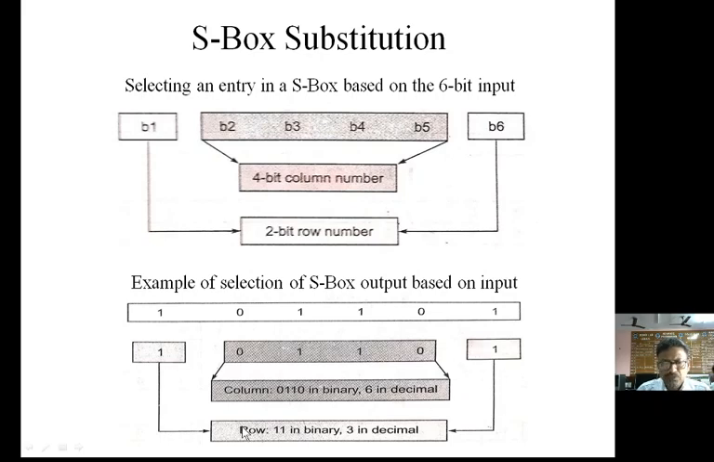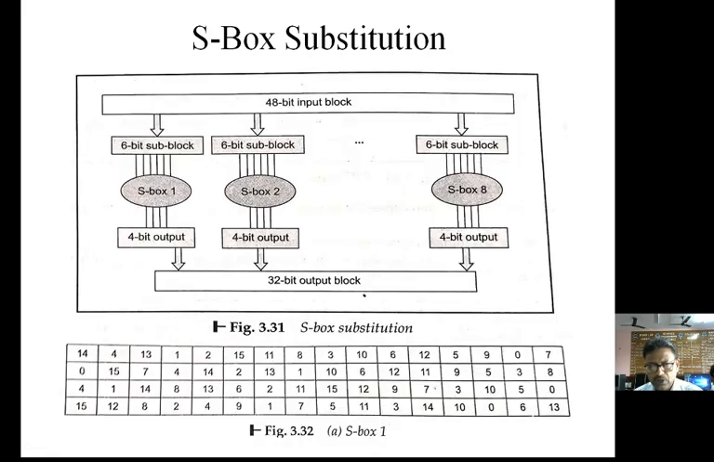So the column is 0 1 1 0, which is 6 in decimal, and the row is 1 1, which is decimal 3. Wherever the column and the row coincide, the equivalent binary of that value will be the output. Taking the same example in S-box1, we have 6 in decimal as the column value and 3 in decimal as the row value. Now let us go to the S-box. This is row number 0, this is row number 1, this is row number 2, and this is row number 3. This is column number 0, column number 1, column number 2, 3, 4, 5, 6. So this is column number 6.